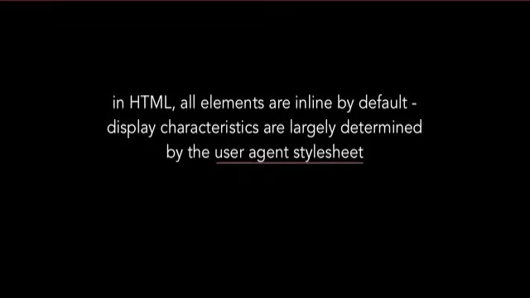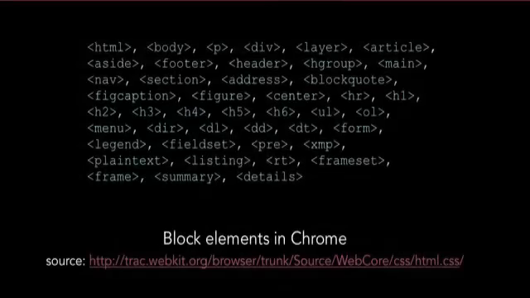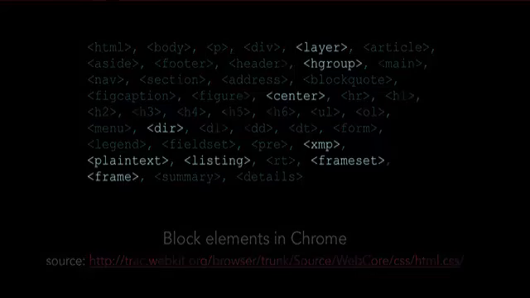First, it's worth noting that in HTML all elements are inline by default, and their display characteristics are largely determined by the user agent style sheet, or set by us when we write CSS. If we look through the user agent style sheet of Chrome, we find the following list of elements that have their display property set to block. There's a few oldies in here too for backwards compatibility.